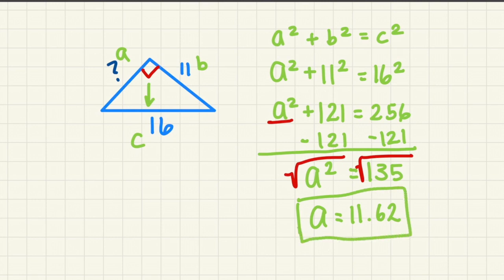So the first problem we saw, we were finding the missing length for our hypotenuse. Now this problem, we saw we were finding the missing length for our leg. They are both pretty straightforward as long as you plug into the formula correctly and solve correctly.